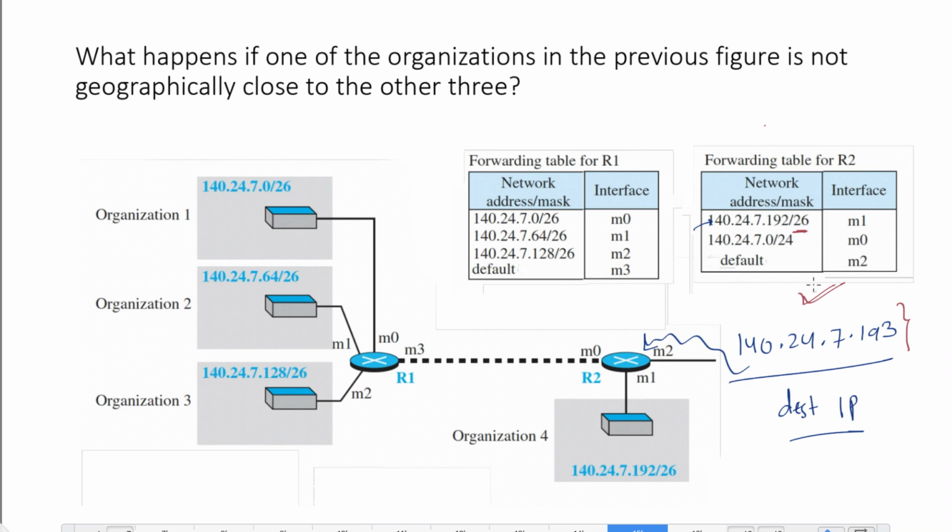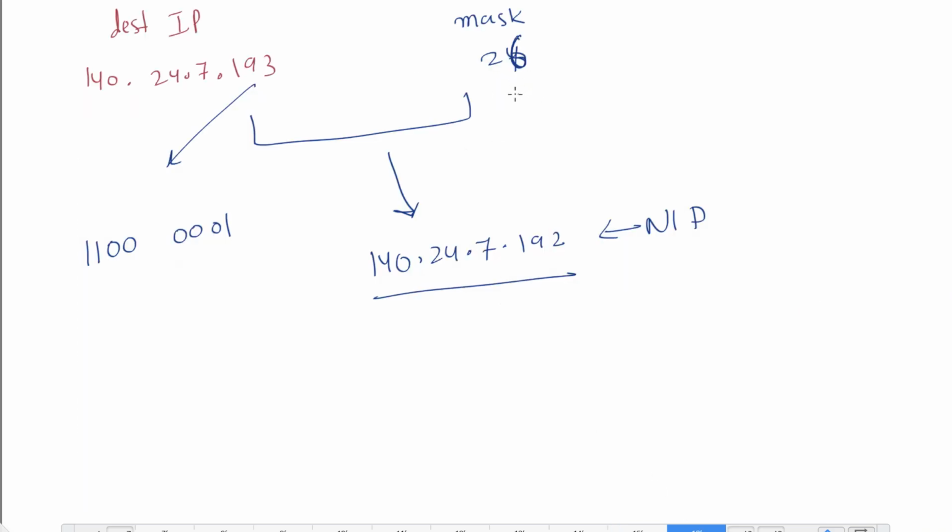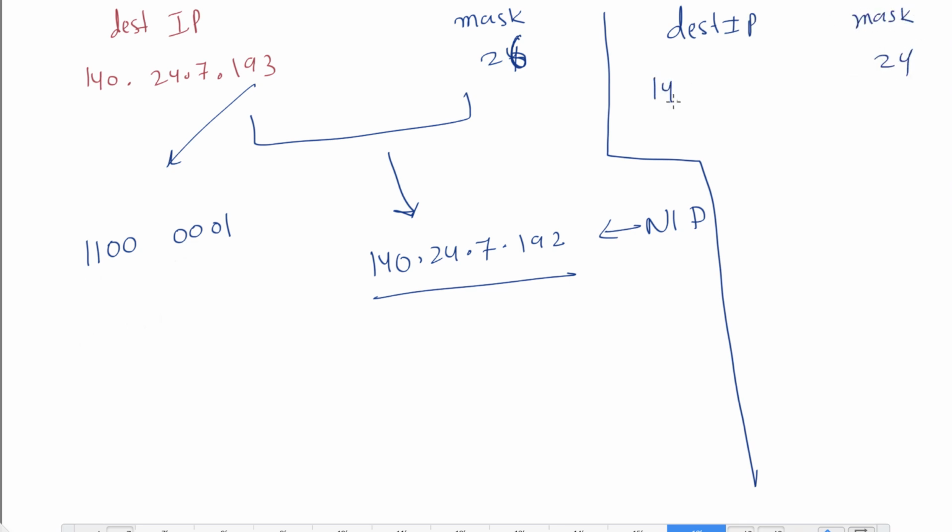So my packet should get forwarded to M1, but there is a catch. The catch is that if you apply this mask also to this destination IP, so this is one of the scenarios. This is the destination IP, and if we apply a mask of 24, then let's see what is going to happen.